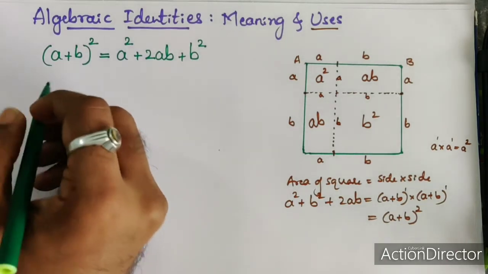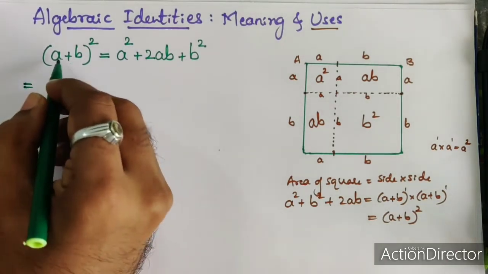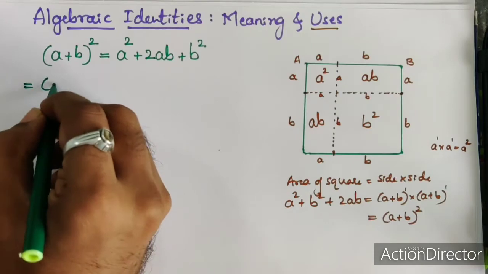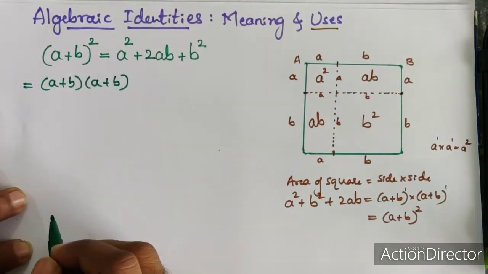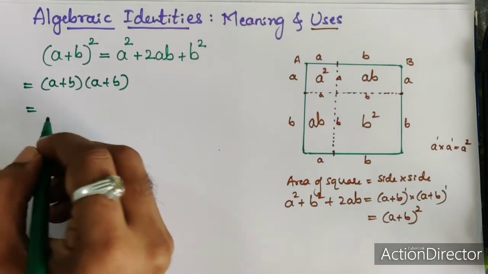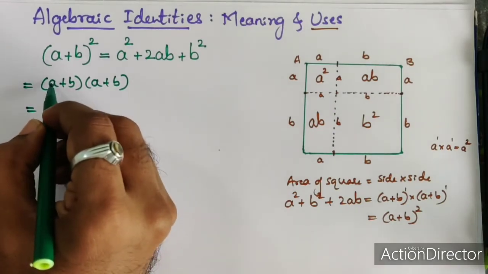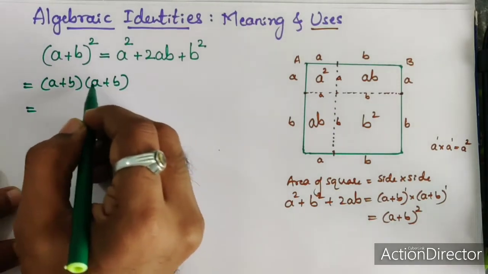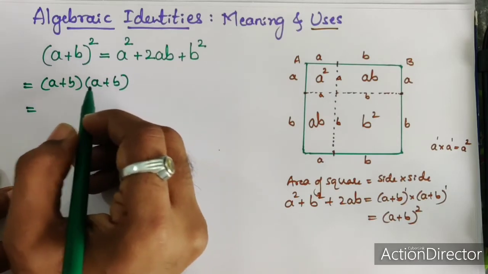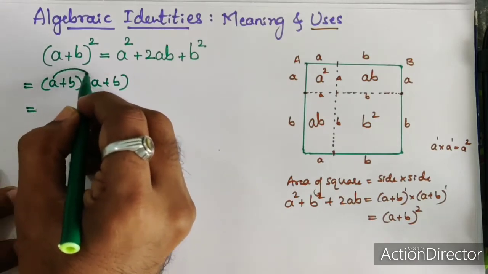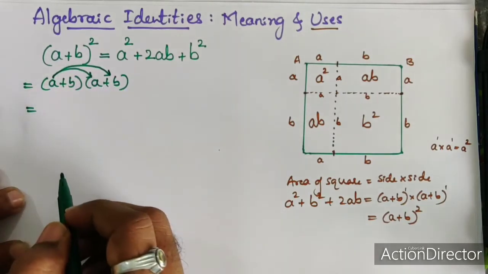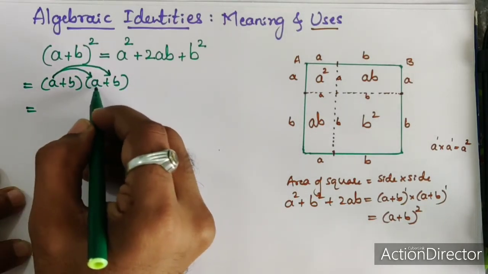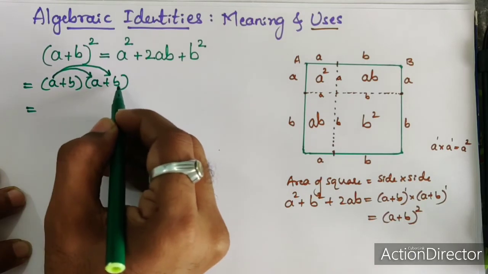binomial into binomial you have studied. That is a plus b whole square, meaning is a plus b into a plus b. So if you open the bracket, you know that each member of this bracket should go and multiply to each member of that bracket, which is nothing but a should multiply to a first, then the same a should multiply to b next. Afterwards b will go to a and then same b will go to b.